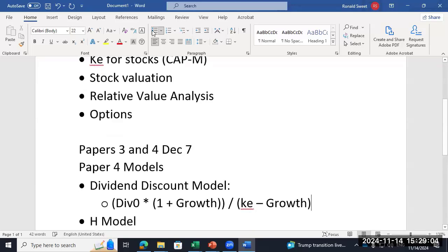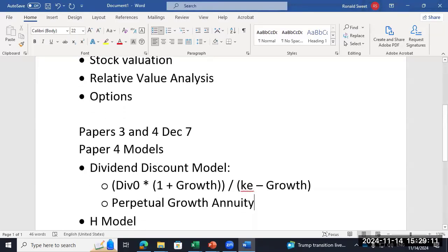Real simple formula. It's known as a perpetual growth annuity. What does that mean? The dividends can go out for all of eternity at a constant growth rate. So it's perpetual, goes on forever. It's growing at a constant rate, and it's an annuity. Just keep paying you that amount at a growth rate all the way through eternity. A perpetual growth annuity is your cash flow divided by your rate minus your growth. It's just a real simple formula.